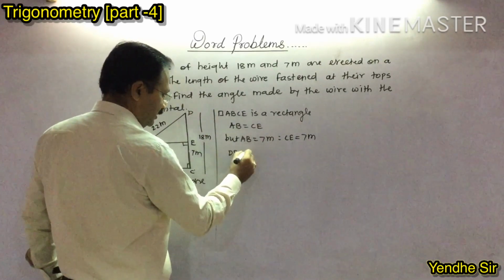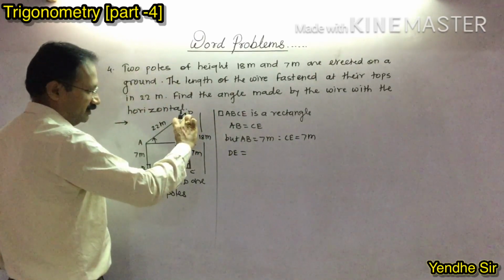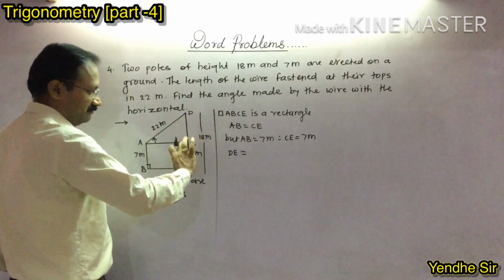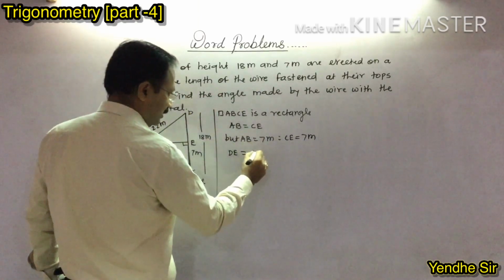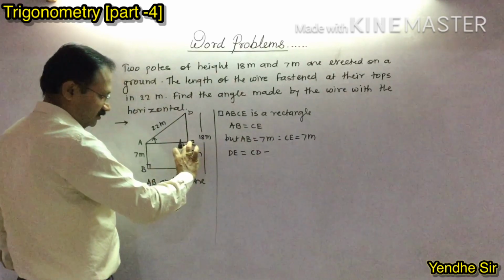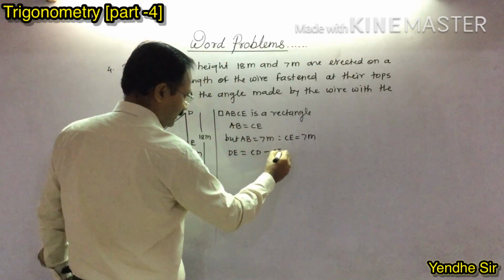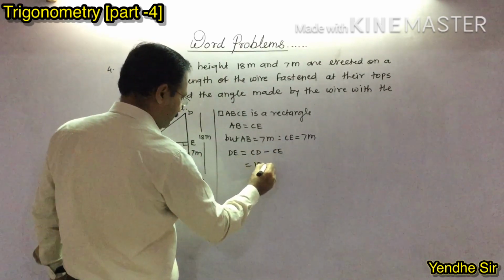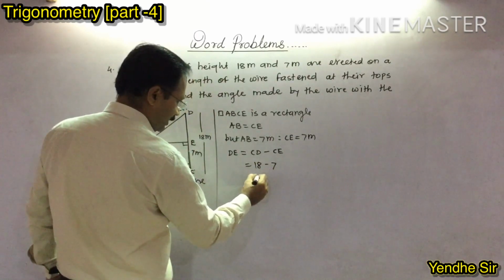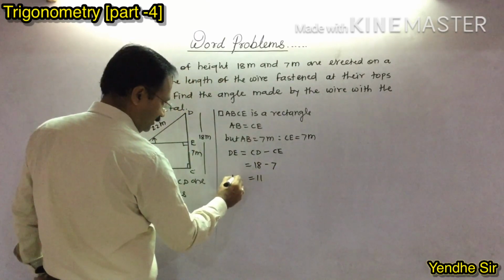How can we find out the DE? It's very simple. If you want to find out the smaller, then larger minus another smaller. Which is the larger one? CD. Which is the other smaller one which is given? CE. So CD is given 18 minus 7. So your answer is 11 meter.